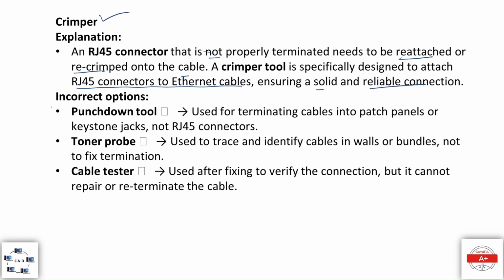So the incorrect options are punch down tool. So punch down tool is used for terminating cables into patch panels or keystone jacks, not RJ45 connectors. Toner probe is used to trace and identify cables in walls or bundles, not to fix termination. And cable tester is used to verify the connection, but it cannot repair or re-terminate the cable.